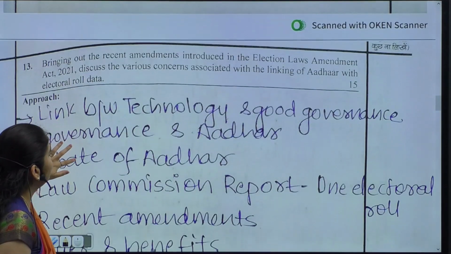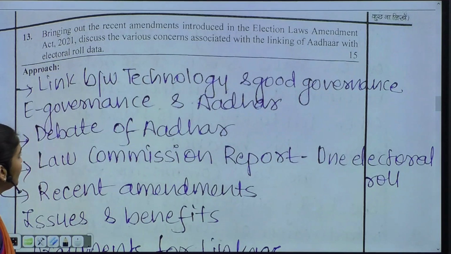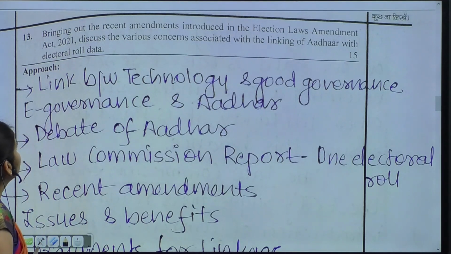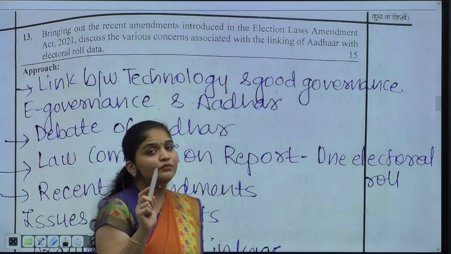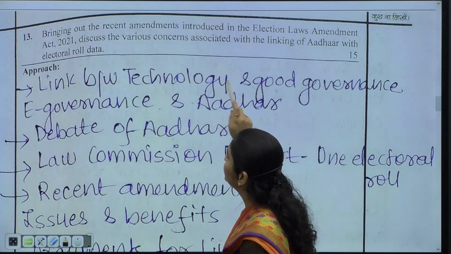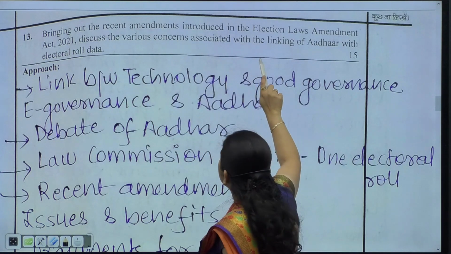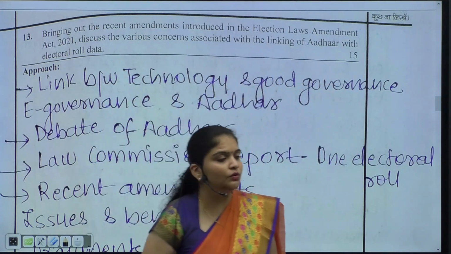Now let's bring out the next. The question is on Aadhaar, amendments and linking Aadhaar with the electoral roll. Bring out the recent amendments introduced in the Election Laws Amendment Act 2021. Discuss various concerns associated with linking of Aadhaar with electoral roll data.